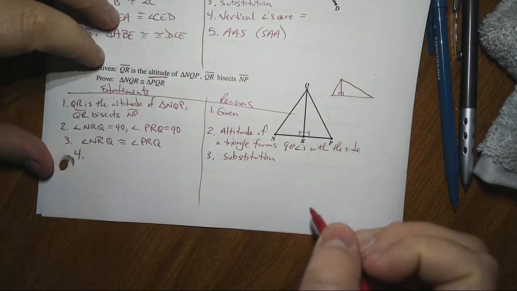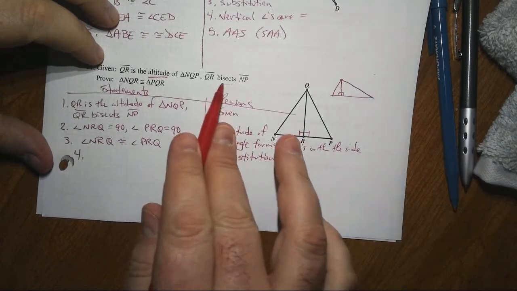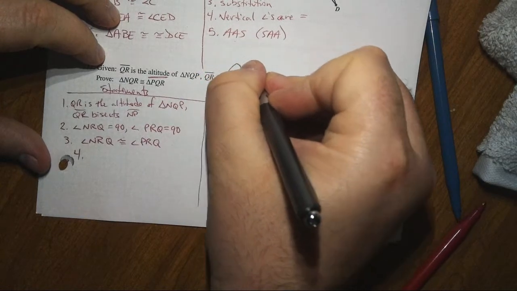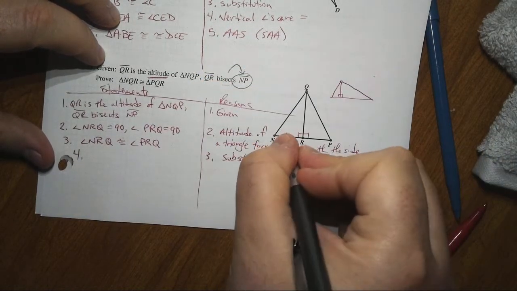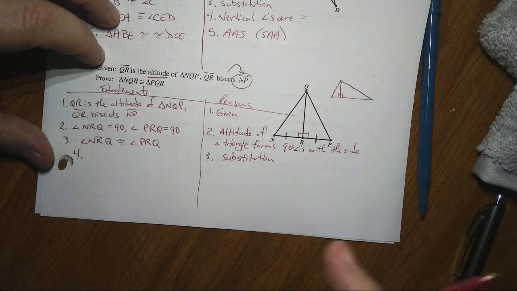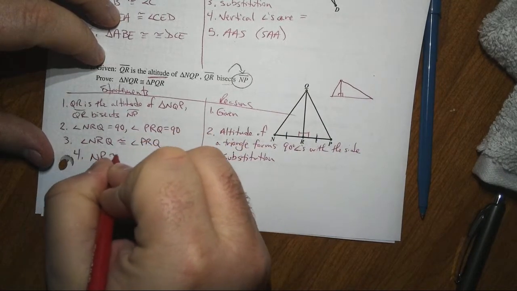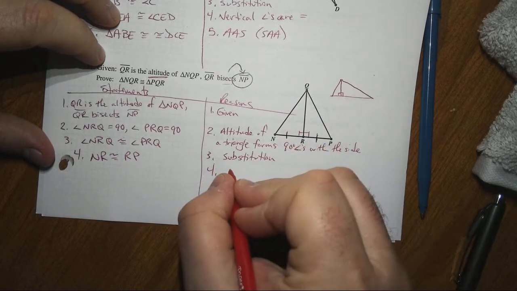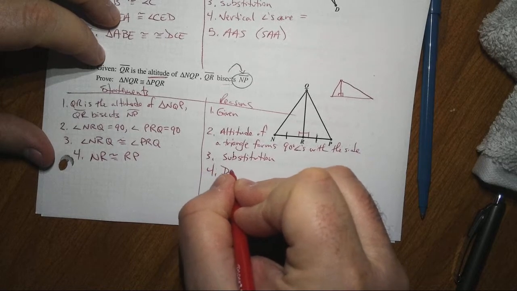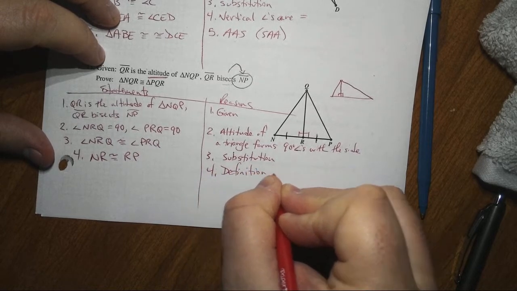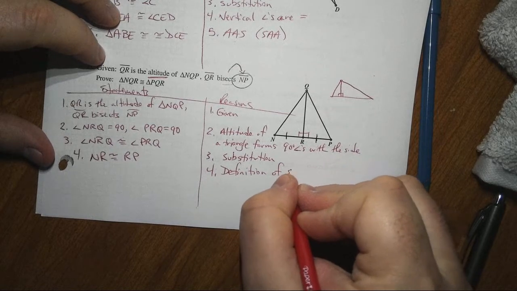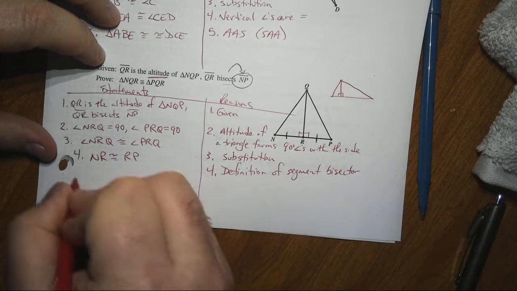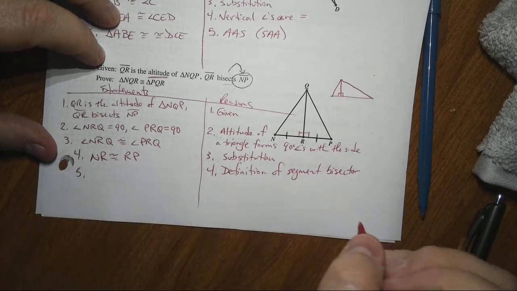All right. Let's finish this off. So once again, we got this going on. Another key word here, bisect. So remember, I bisect a watermelon. It means that NP is being cut in half. So we got NR and RP congruent. Okay. All right. And then in this case, we're going to have definition of segment bisector. All right. And then we're done with the givens.